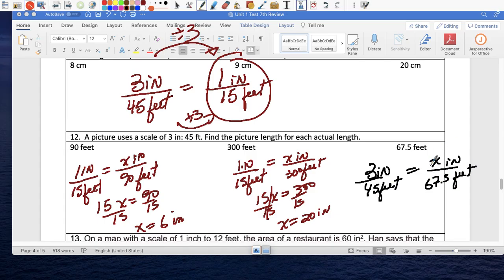All right, so now I have to multiply. I get 45x. Already my numbers are big, right? It's not 1 to 15 anymore. 3 times 67.5 is 202.5. So this is 202.5. Divide by 45, divide by 45. The numbers are definitely bigger, right? So 202.5 divided by 45 equals 4.5. So that, in our drawing, would be 4.5 inches. Not a big deal when you have a calculator. I understand that.